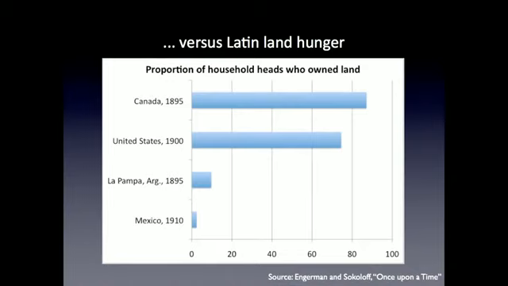And you can see here the huge divergence that happens in property ownership between North and South. Most people in rural North America owned some land by 1900. Hardly anyone in South America did.